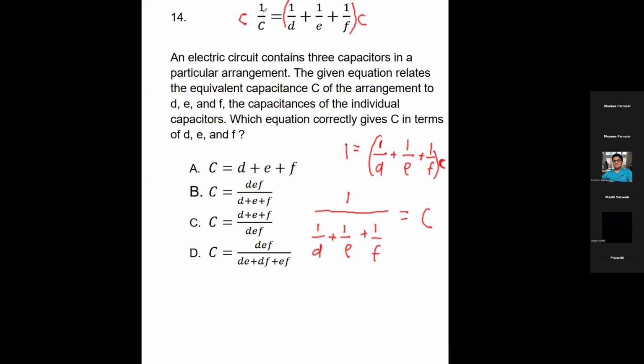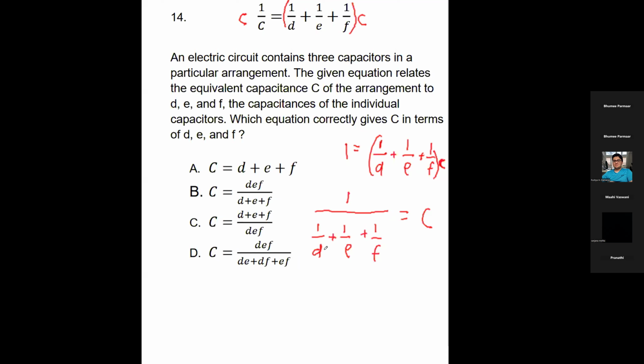So what we did is just that we multiplied both sides by C. We got 1 equals whatever this original equation was times C. And then now we just divided both sides by this. So that gets us C by itself. And then so now, I think I covered this last class on the last question, but if you want to add fractions, you have to have the same denominator for all of them.